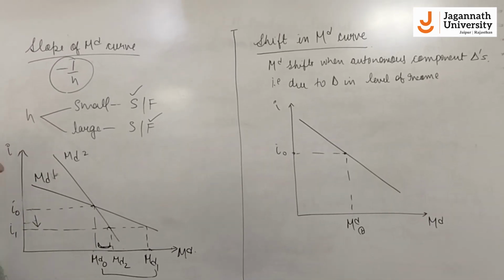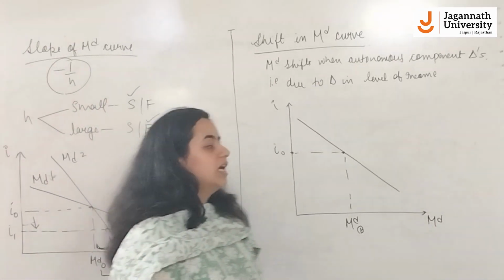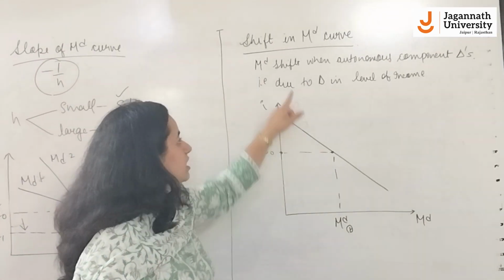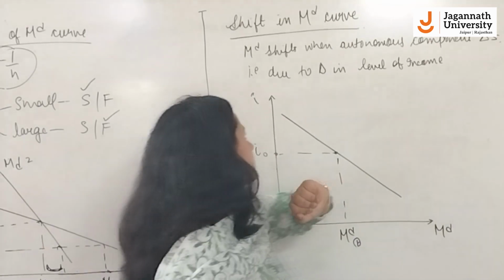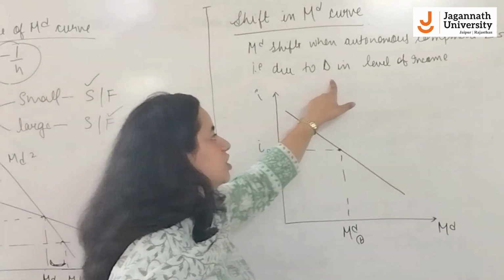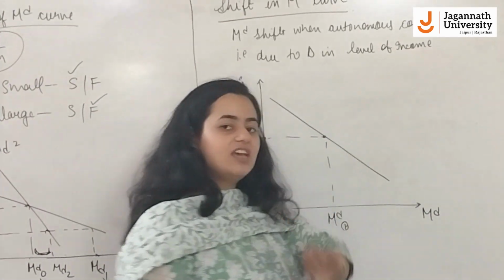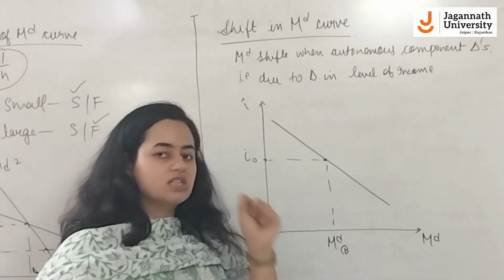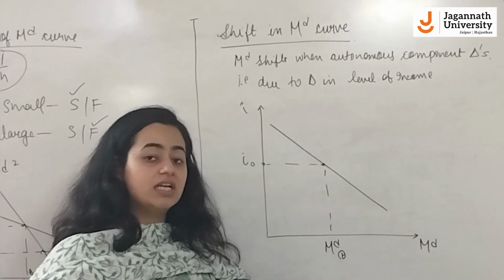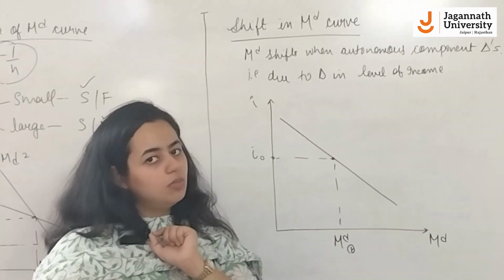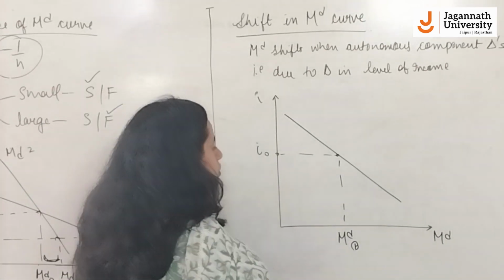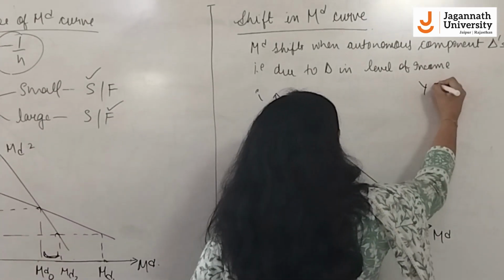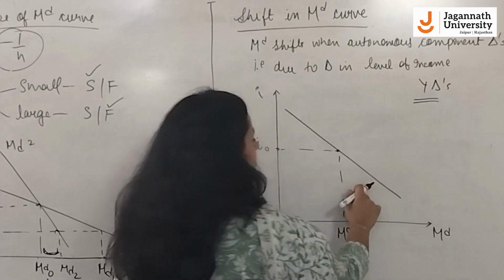Now let us discuss the shifting of the MD curve. The MD curve shifts when the autonomous component changes, that is, due to a change in the level of income. The money demand is KY minus HI. H was the responsiveness, I was the interest rate. So Y is the autonomous component, which is income. So when Y changes, then my MD curve shifts.